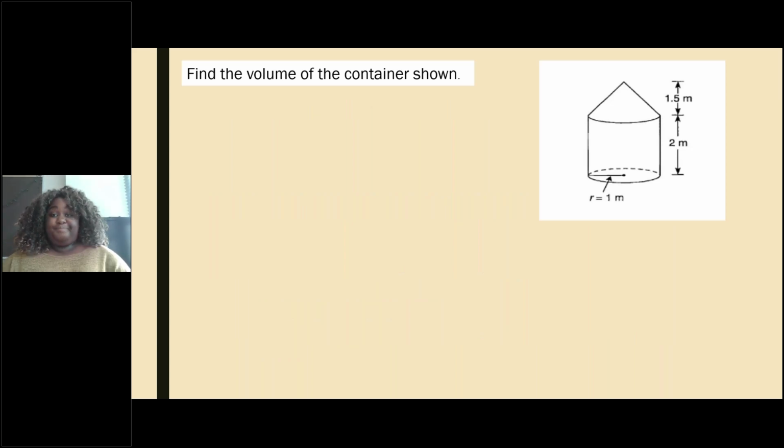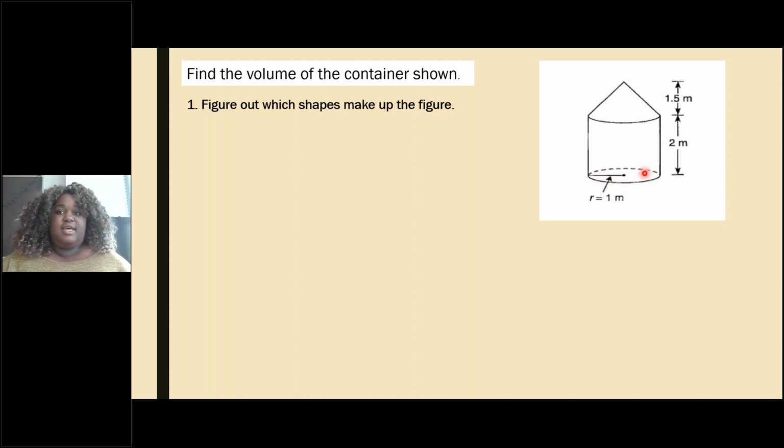So here's an example. We have this container over here, and they want us to find the volume of that container. The first step is to figure out which shapes make up that container. Looking at this, we have a cone at the top, and then we have a cylinder. Looking at the bottom, you see this circular base that lets us know we're dealing with a cylinder, and a cone because we have that circular base there. So a cone and a cylinder.